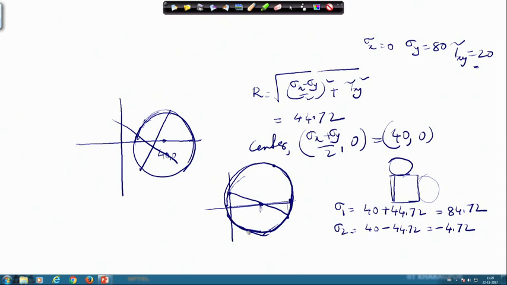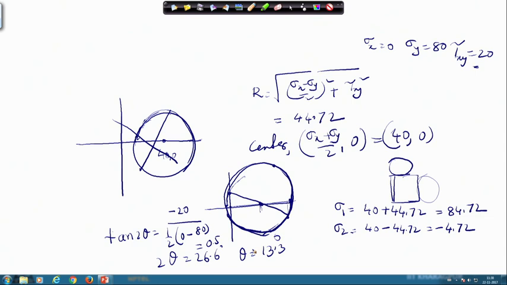So, tan 2 theta will be equal to minus 20 divided by half of 0 minus 80. That gives you 0.5, which means 2 theta will be equal to 26 degrees. So, theta will be equal to 13.3 degrees. That is the orientation of the plane on which the maximum is occurring.